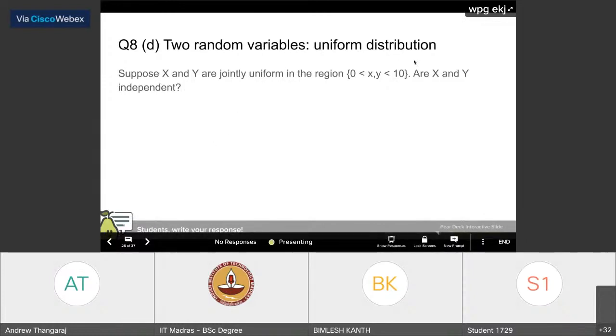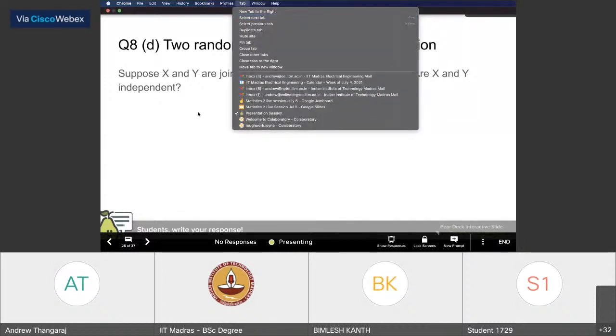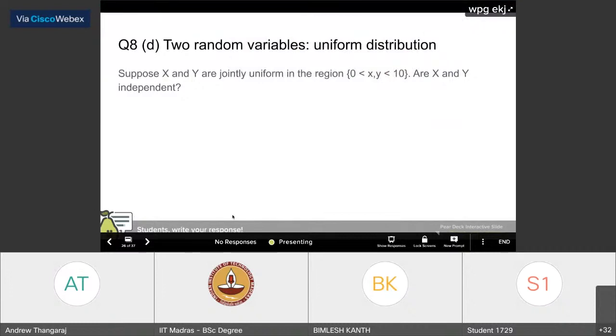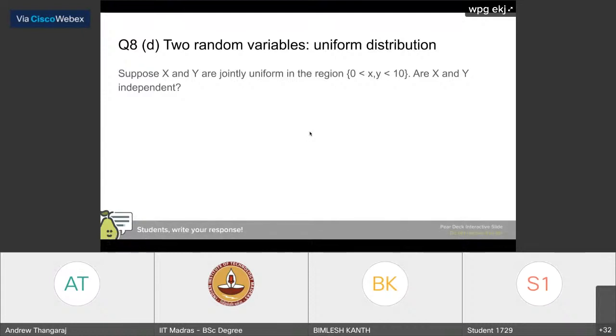The next question is about whether x and y are independent. Let me have you try and answer this question. I'm not going to give you too much time, just 1 or 2 minutes. What do you think? This distribution, jointly uniform 0 to 10, are x and y independent?